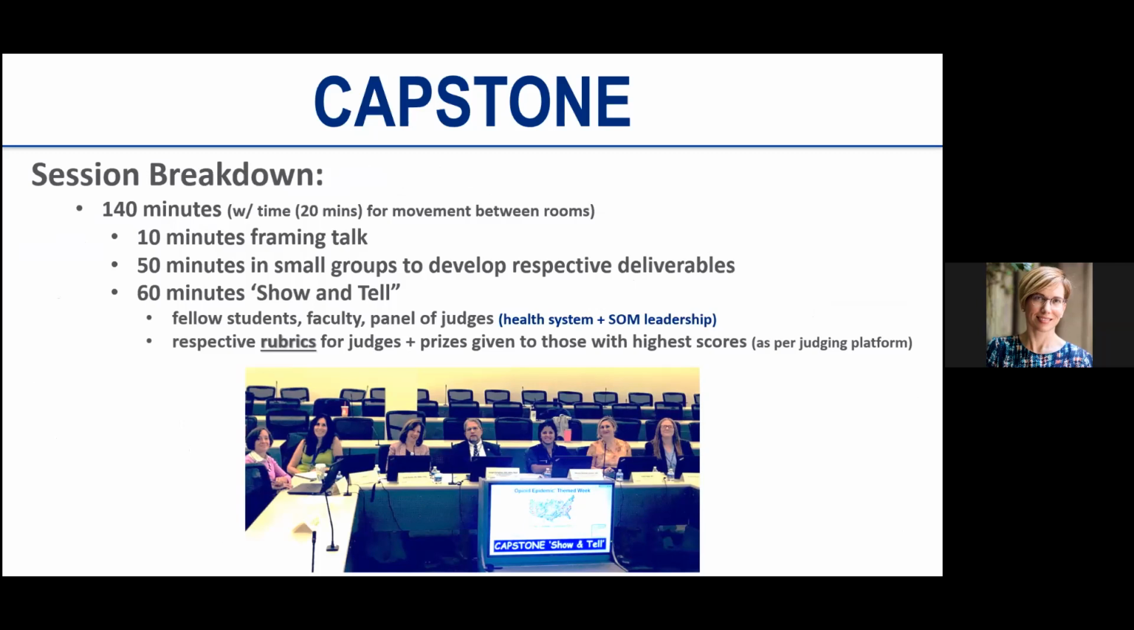So the Capstone session broke down like this. There were 140 minutes. We had 20 minutes for movement between rooms, because there was a lot of herding of people, if you will, between these sessions. We did a 10-minute framing talk, again challenging them to use their creativity to voice their thought process and their emotions. They all broke up into those four different groups for 50 minutes, and even in those groups, they broke up into smaller groups to come up with some sort of creative illustration.